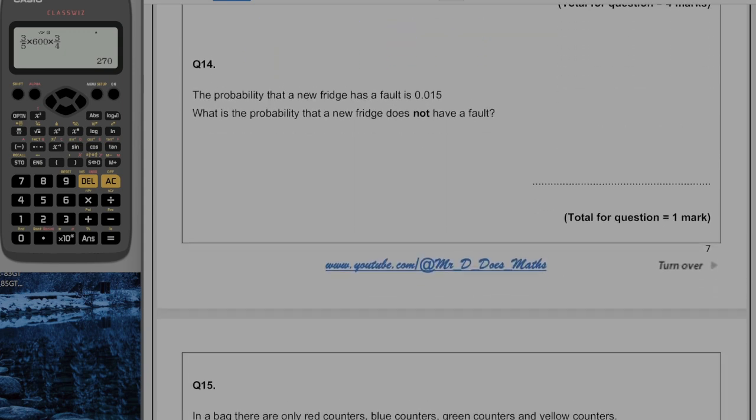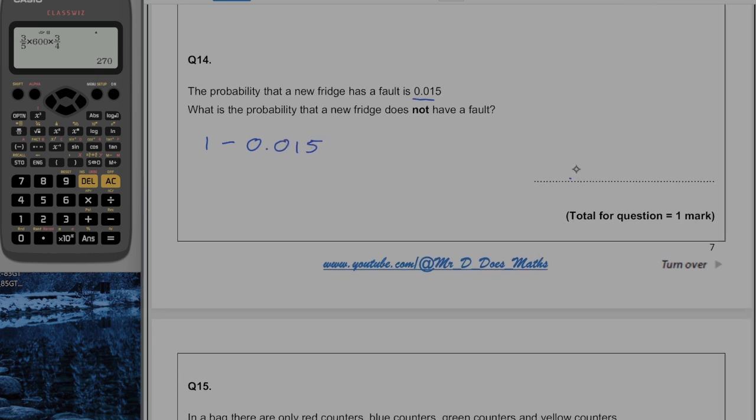Right, question 14. The probability that a new fridge has a fault is 0.015. What is the probability that the new fridge does not have a fault? That would be 1 minus 0.015, which is going to be 0.985.